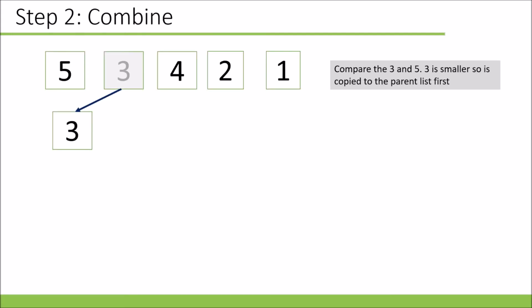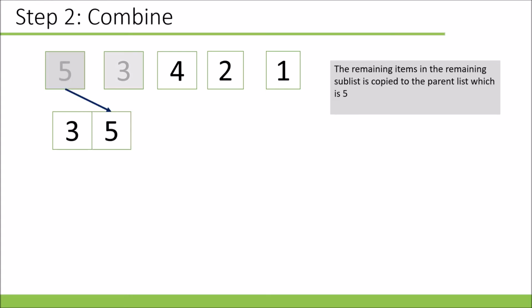First of all, we are going to compare the 5 and the 3, so the list containing the value 5 and the list containing the value 3. Now because 3 is a smaller value, we copy that to the parent list first. And then the remaining item in the remaining sublist is copied to the parent list, that's 5. So now the 3 and the 5 are in the correct order.